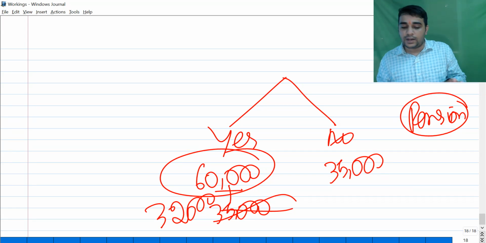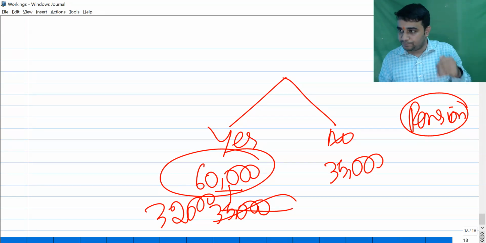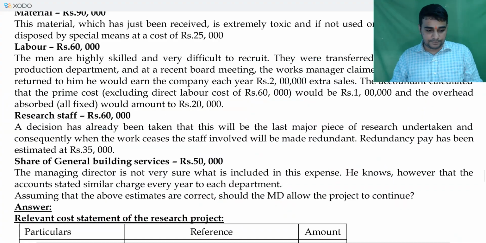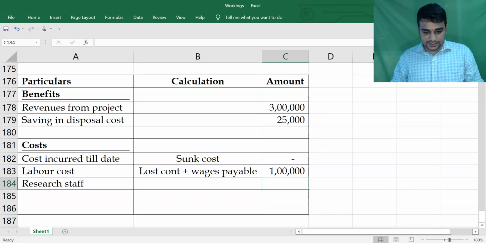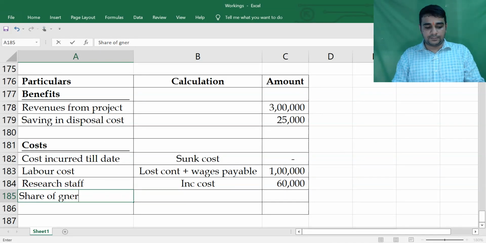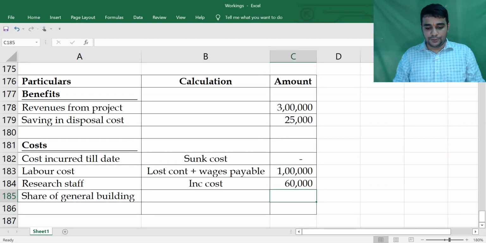But the net of what I understand is 60,000 plus 35,000, and the other side is 35,000. So net my extra cost is 60,000. Research staff, 60,000 incremental cost. That 35,000 will anyway be paid. Share of general building: how much is relevant here? Share of general building is 0.